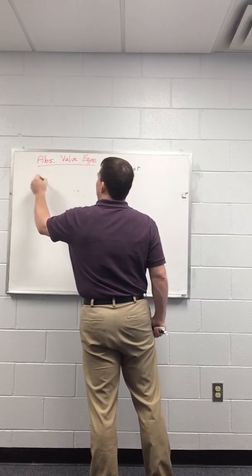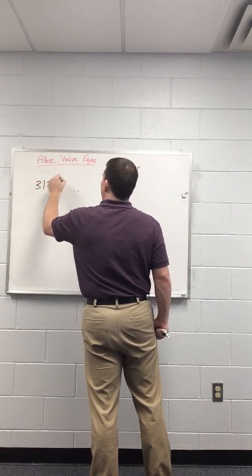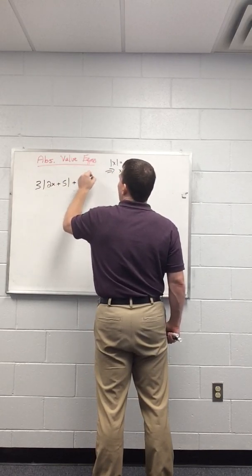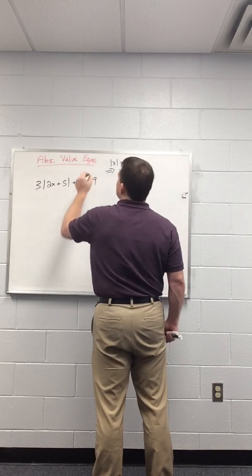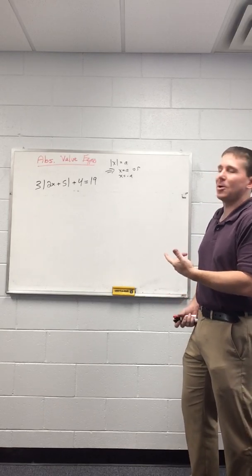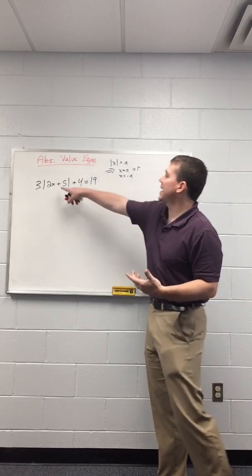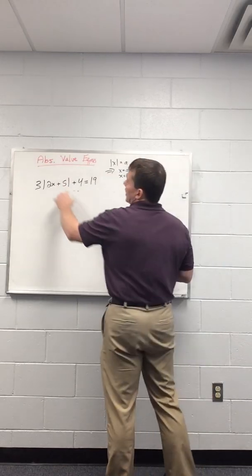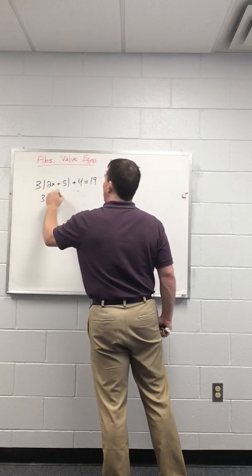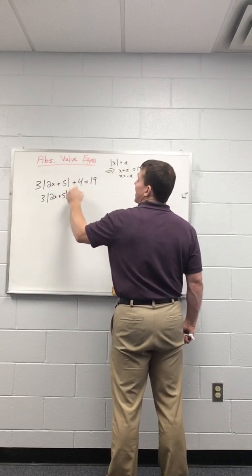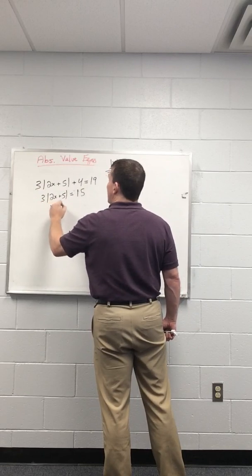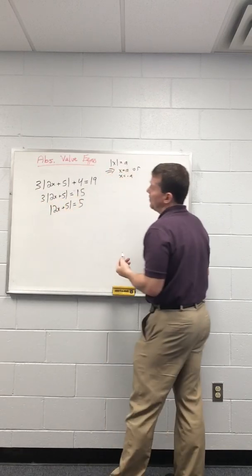So, suppose we have 3 times the absolute value of 2x plus 5, plus 4, equals 19. Solve that out. Yes, it might look slightly more complicated, but we understand the principle now. Isolate the thing that causes a problem. So, to isolate the absolute value, subtract the 4. We get 3 times the absolute value of 2x plus 5 equals 19 minus 4, 15. Now I want to isolate this, so divide by 3. The absolute value of 2x plus 5 equals 5.